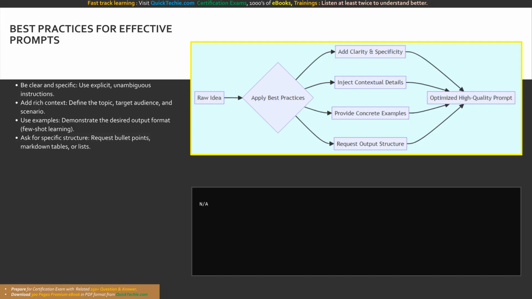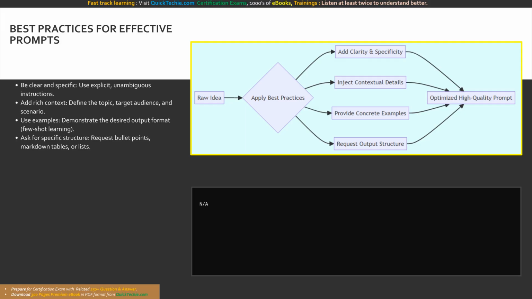Third, you should utilize examples within your prompt. If you want the model to output data in a very specific, nuanced style, provide a concrete example of what you mean directly in the prompt text. In data science, this technique is commonly referred to as few-shot learning, where demonstrating the desired outcome is vastly more effective than simply describing it.